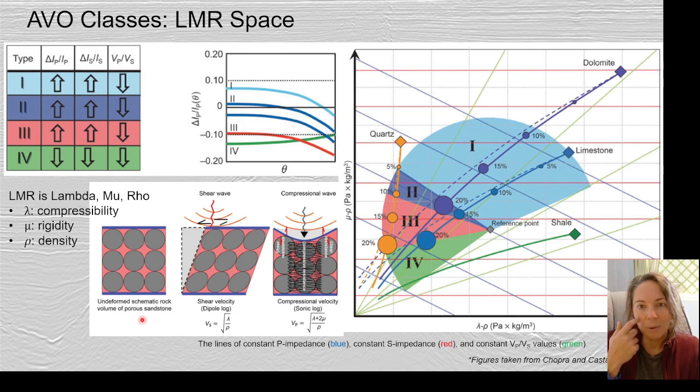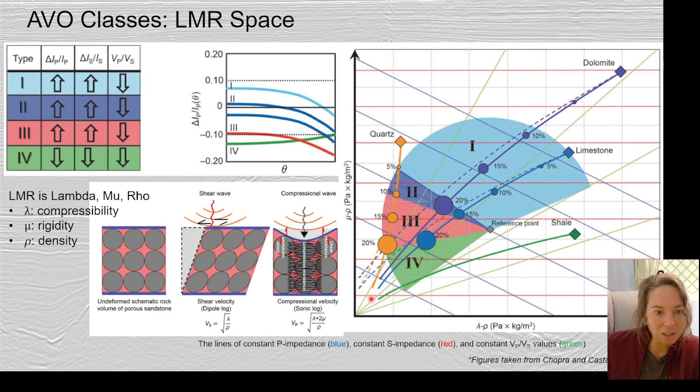Another way we talk about AVO is in LMR space, or Lambda-Mu-Rho space. In this case, we're discussing it more in terms of rock properties, which is great. Lambda is a measure of compressibility, mu is our rigidity, and rho is our density. Here we've got our mu-rho axis and our lambda-rho axis, and the different classes will plot in different areas of the Lambda-Mu-Rho space.